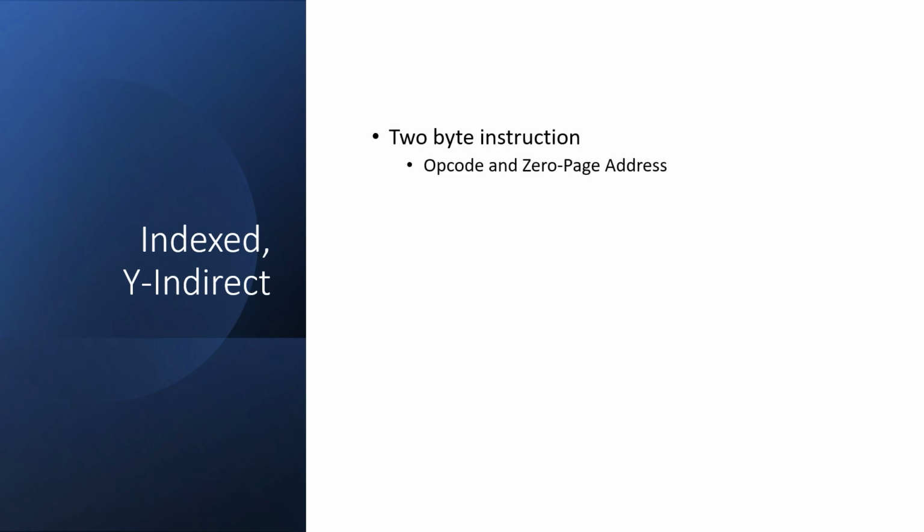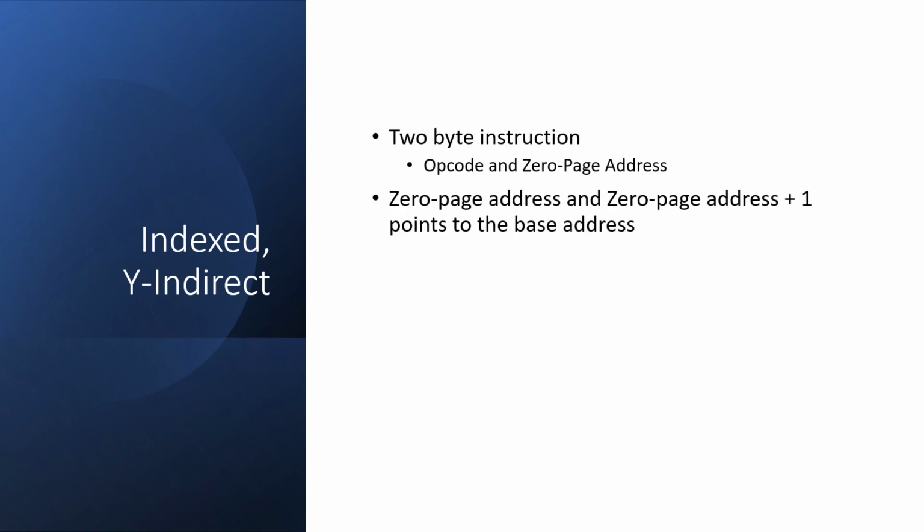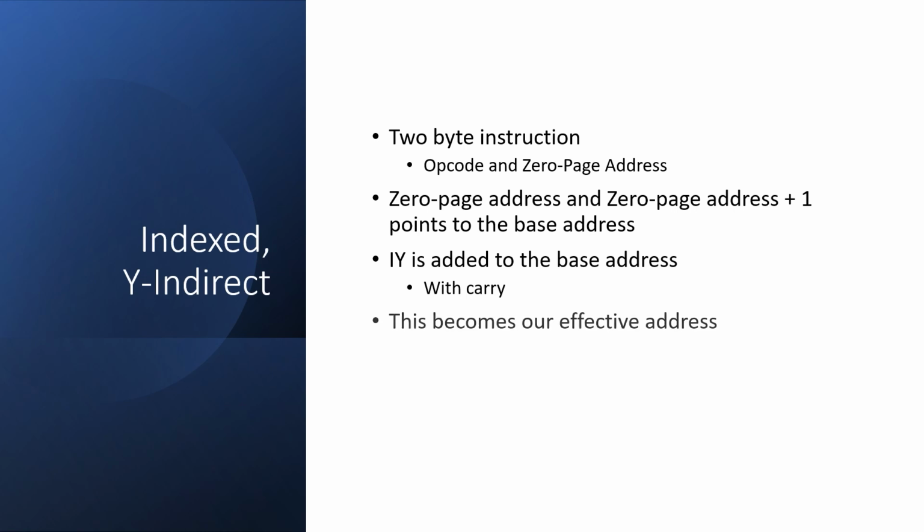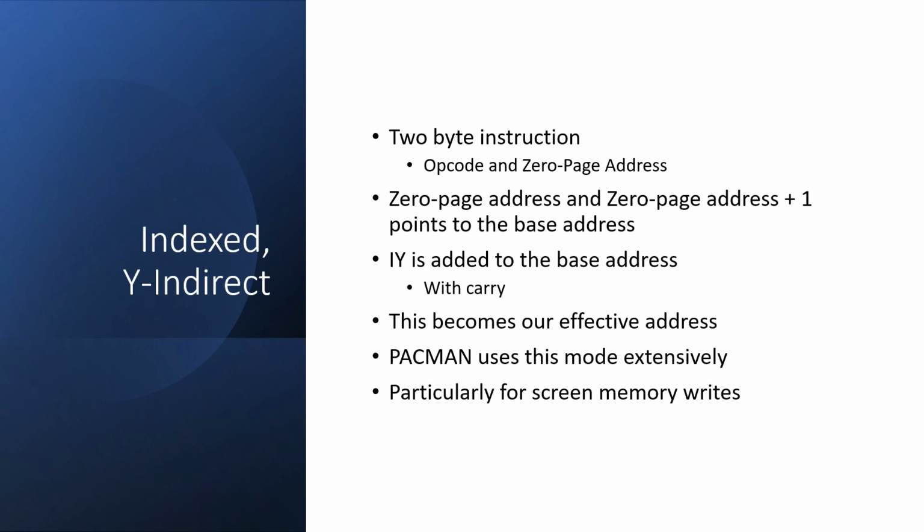This is a 2-byte instruction, and the way it works is 0 page address and 0 page address plus 1 point to a base address. This base address is 16 bits, then we do an unsigned 8-bit addition with the index Y register. But this time we do it with carry. This base address plus Y is our effective address, which is then used by the instruction and second pass decode. This mode is used extensively by the Pac-Man code, particularly for writing pixels to the screen.